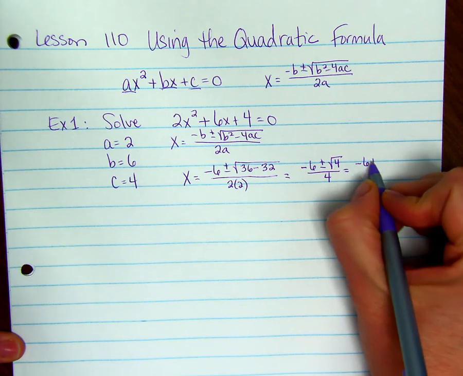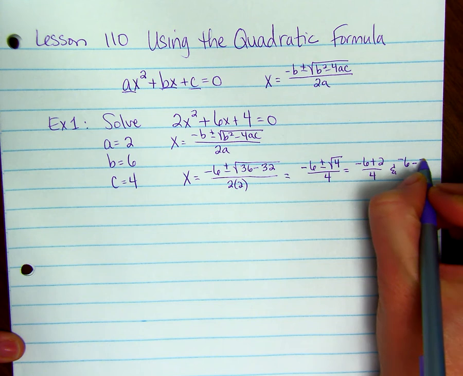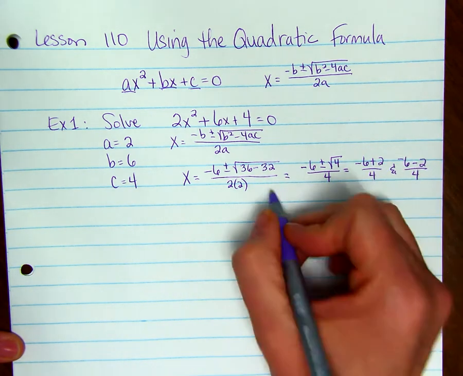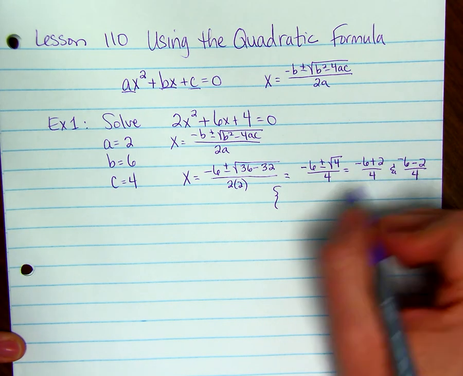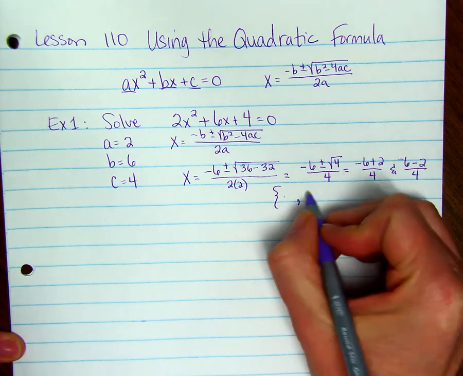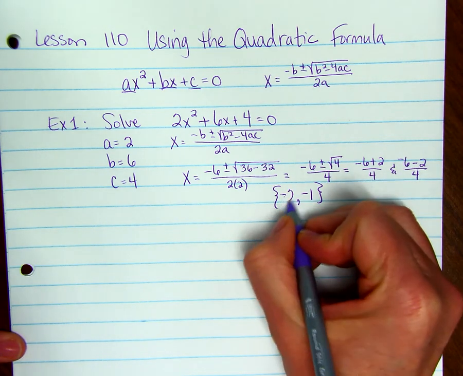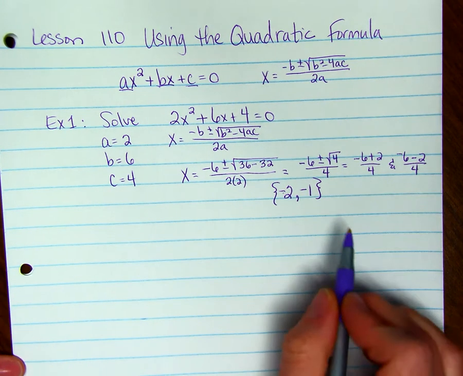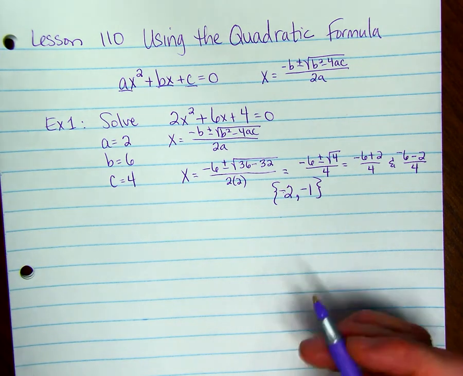So negative 6 plus 2 divided by 4 and negative 6 minus 2 divided by 4. Negative 6 plus 2 is negative 4 divided by 4 is negative 1. And I think that's going to be our second one. And negative 6 minus 2 is negative 8, divided by 4 is negative 2. So our solutions are negative 2 and negative 1. And you don't have to put it in braces. You can just put x equals negative 2 or negative 1.